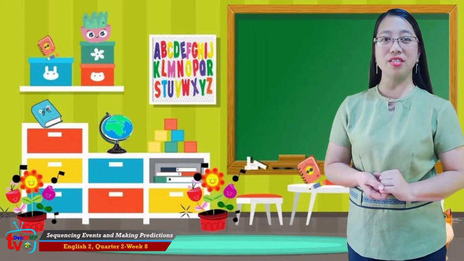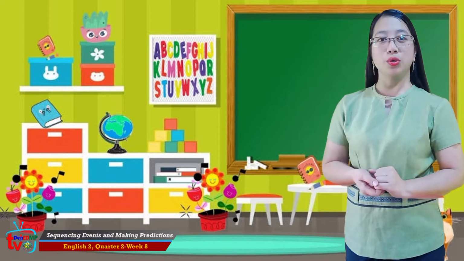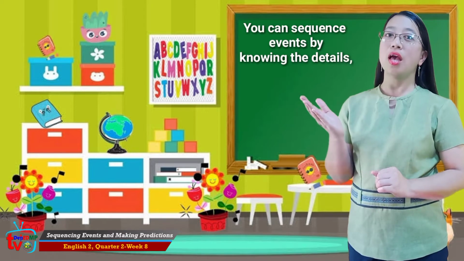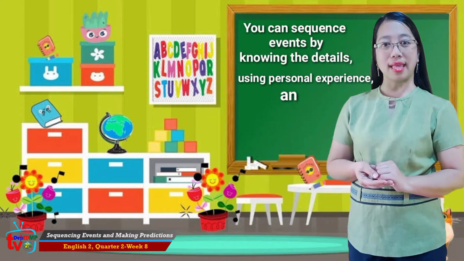Sequencing is arranging the order of events as they happen in the story. You can sequence events by knowing the details, using personal experience, and understanding the message.